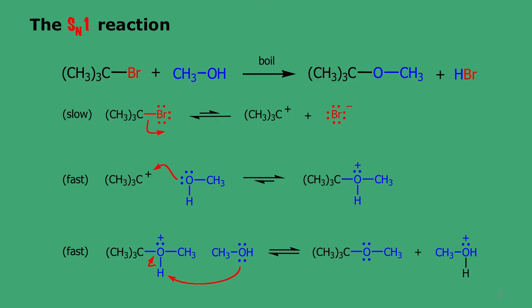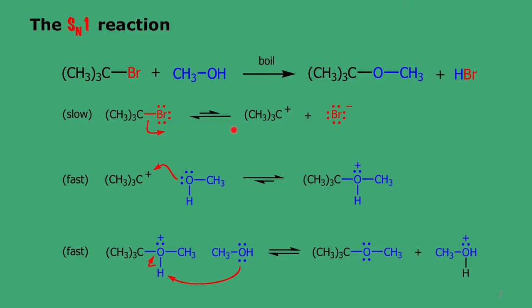So here is the overall mechanism for this particular example of an SN1 reaction. The overall equation you see here: t-butyl bromide reacts with methanol under refluxing conditions to produce methyl tert-butyl ether. Byproduct of that reaction is HBr. What has been proposed and what's consistent with the experimental data is this. First, the carbon-bromine bond breaks, and the energy provided to do this is the heat applied when this reaction is refluxed. This is a reaction that is energetically uphill.